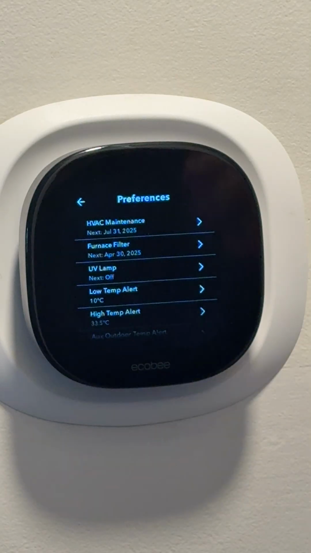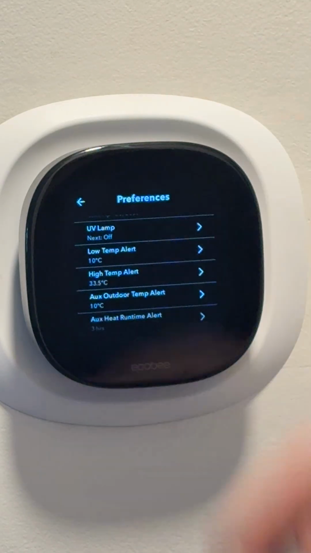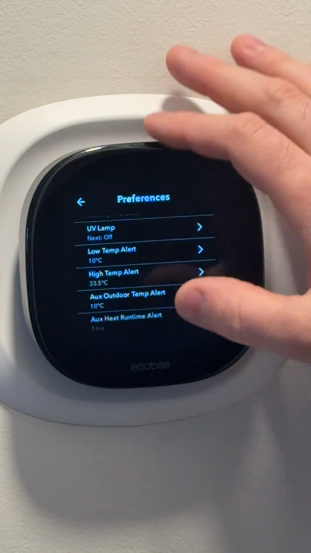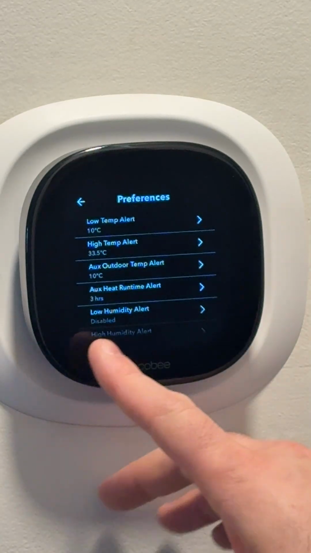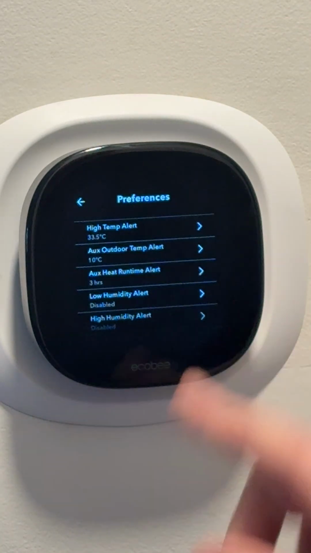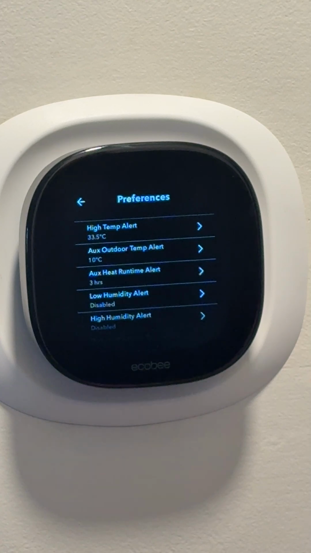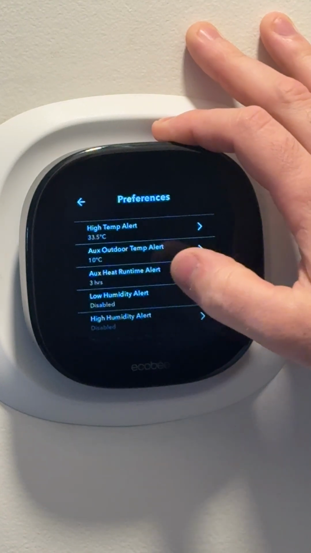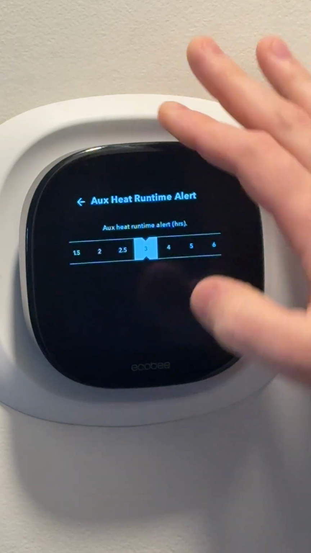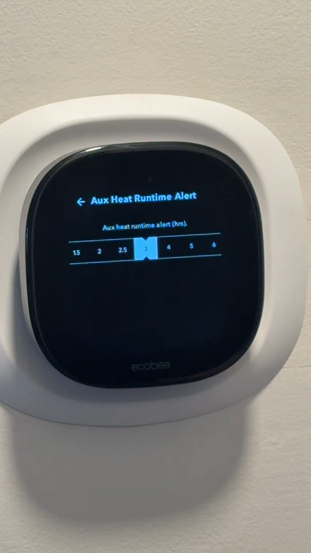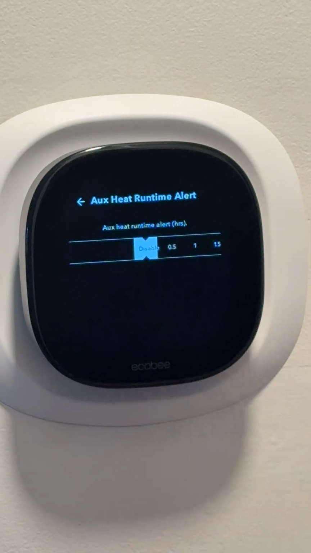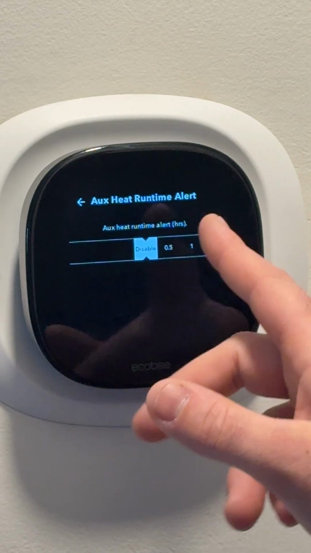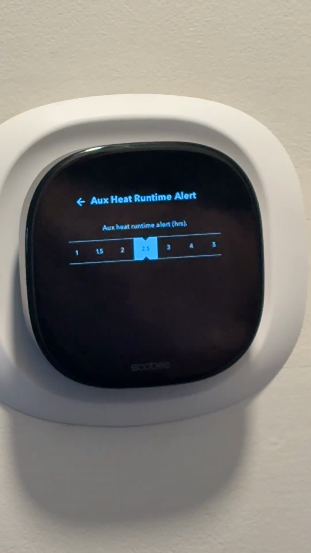The reason we want to adjust this is because, again, we're running this very differently than the rest of the world. We don't want our thermostat harassing us every time: hey, this has run, this has run. We're expecting our aux is going to run. So if we're here, we know it's going to run more than 3 hours a day. I would disable it in most cases. If you don't mind getting the alert because it's helping you monitor how much your heat pump's running, then you would go accordingly.